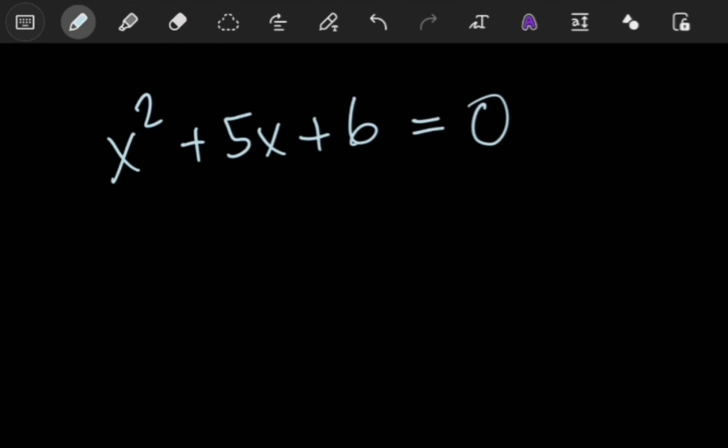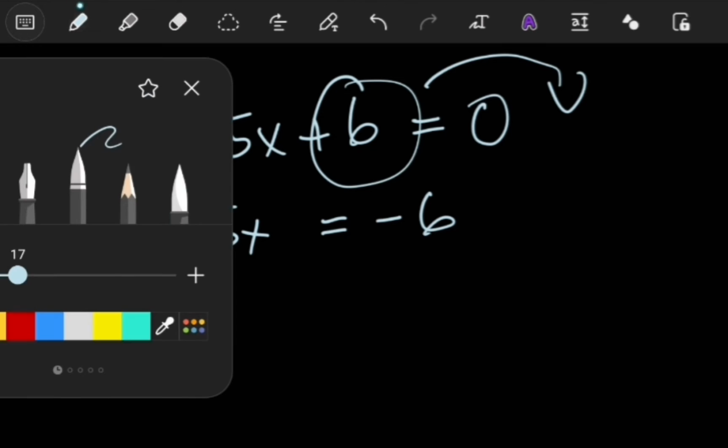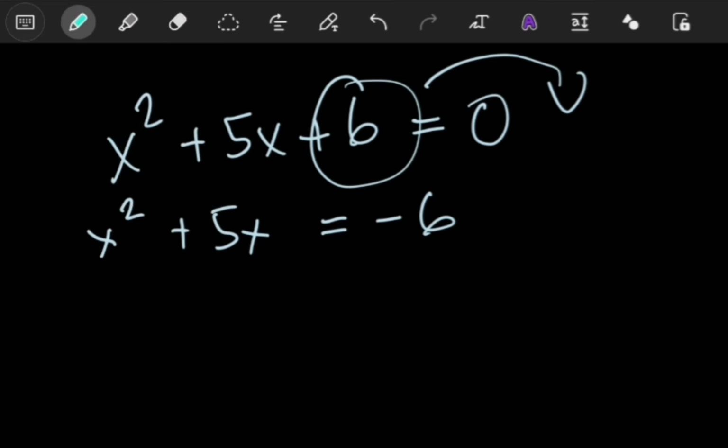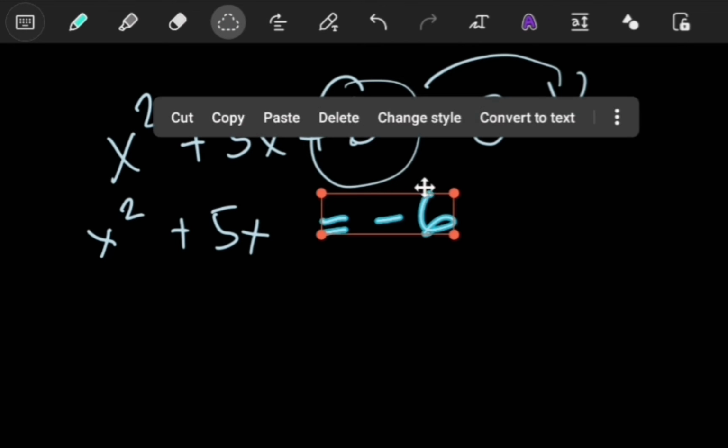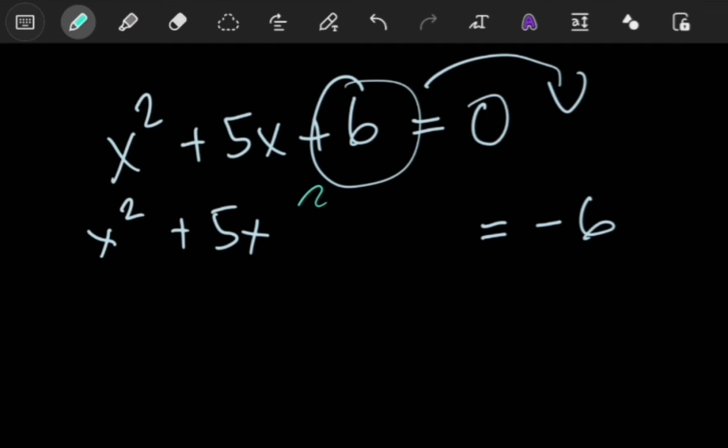In order to complete the square, you should transpose this constant term to the right side of the equation. So we have x squared plus 5x is equal to -6. Okay, so to complete the square, I'm going to move this part to this part because we're gonna put plus something here. That something will be a perfect square. So what is that perfect square?